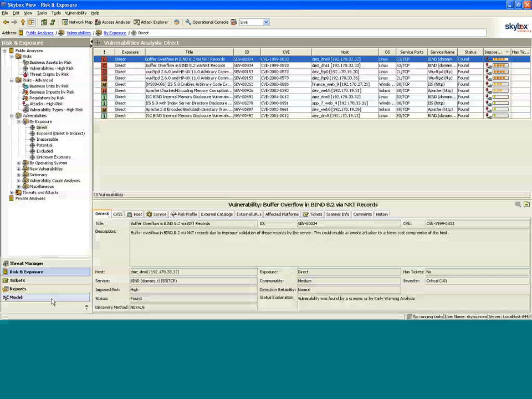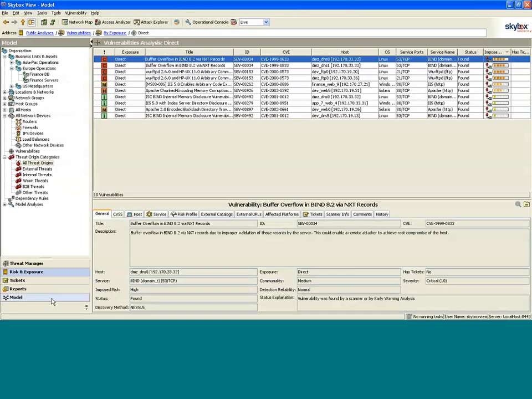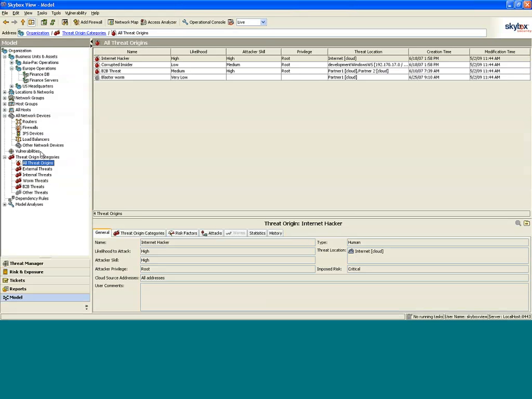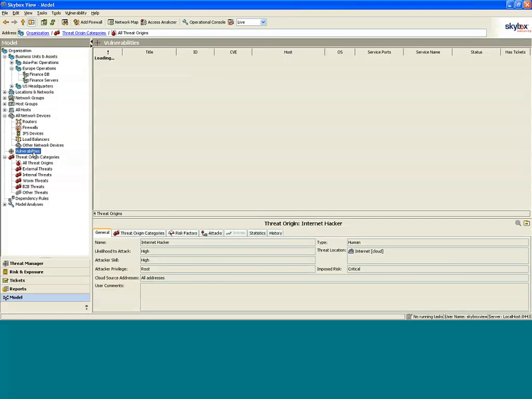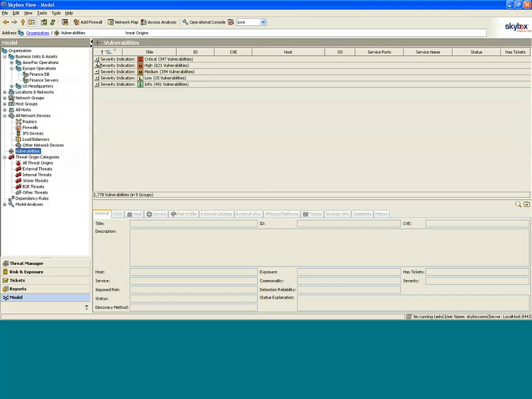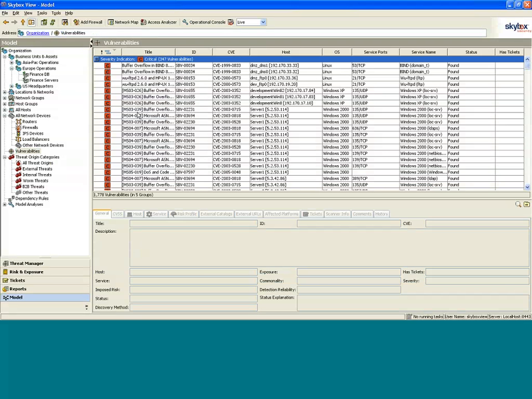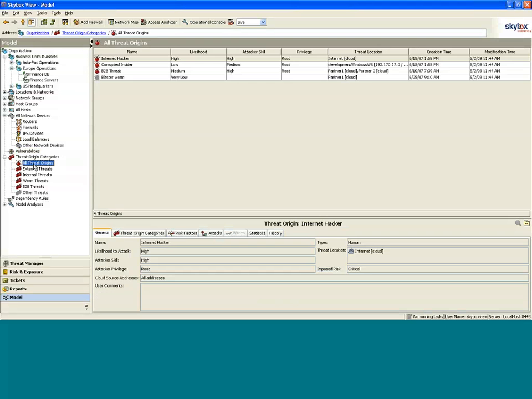We're going to discuss attack simulation in our risk control product. The first step is to obviously model your network by obtaining all of the configurations of all of the different devices on the network. We've created some business units and assets, so we've grouped our assets together and given them risk metrics. We've imported all of the vulnerabilities from all the different types of scanners we may have in our organization, and we've created some threat origins of where our attack simulation should begin.